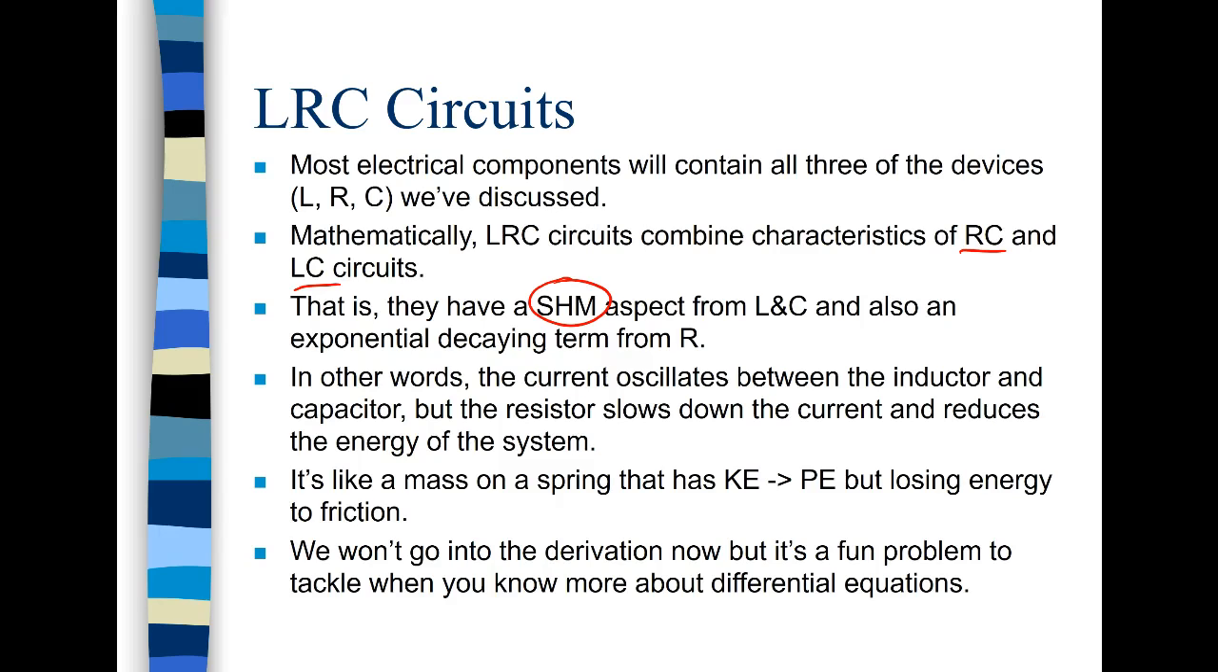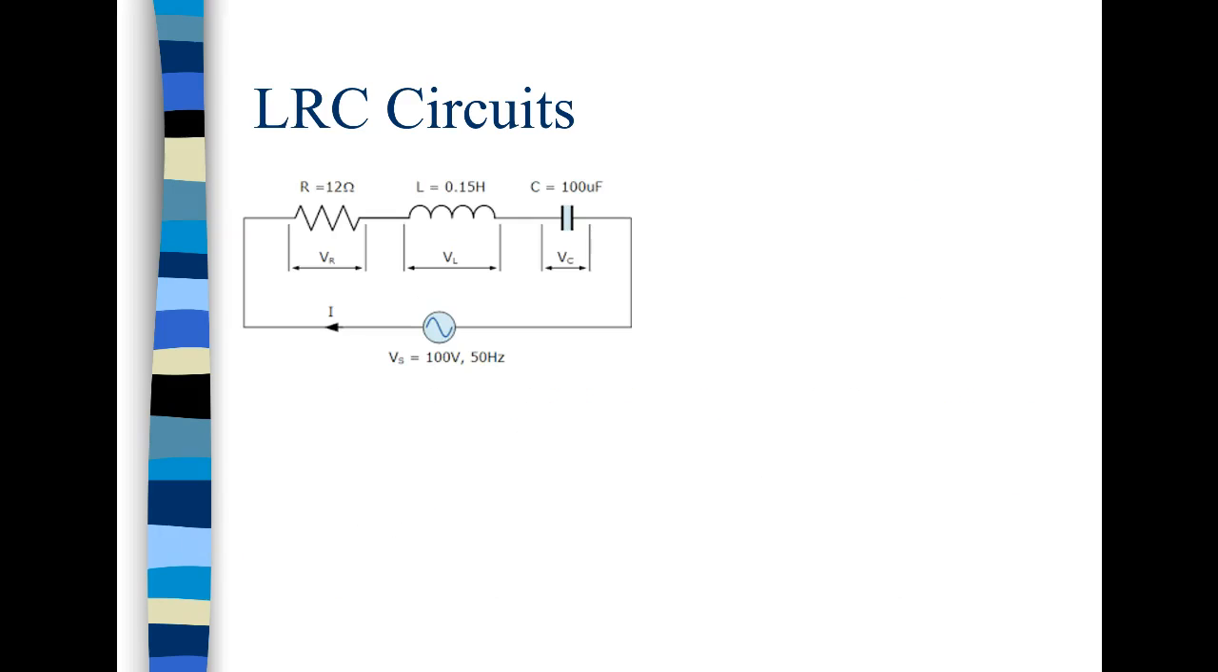So the current is going to oscillate, but it's also going to die out. It's kind of like a mass on a spring that converts kinetic to potential energy, but it's losing energy to friction. Now this derivation is something that's beyond the scope of this class. It's something that you do when you take differential equations. But we can talk a little bit about where it comes from.